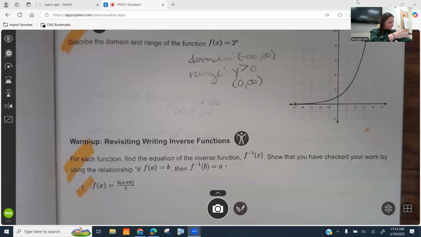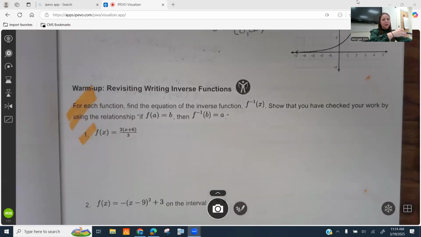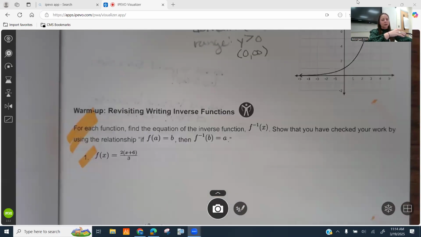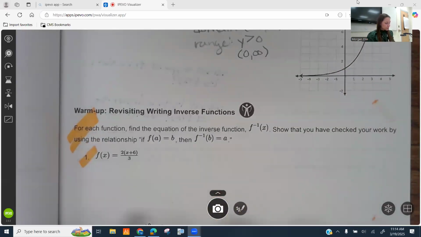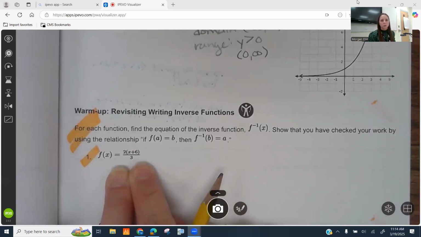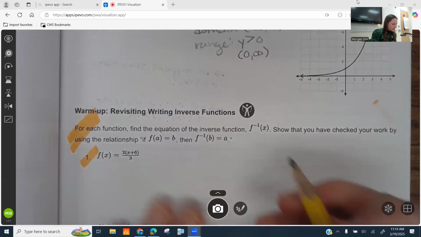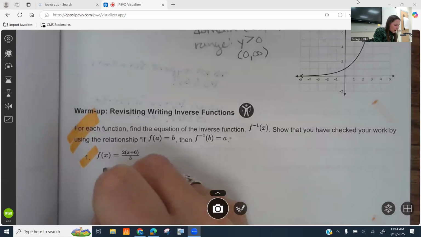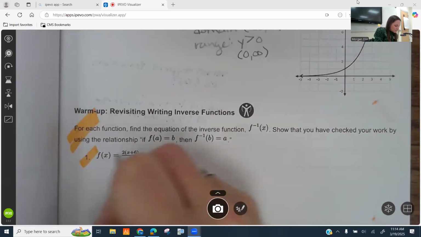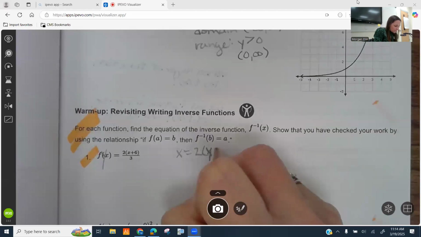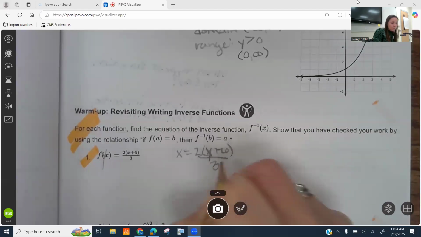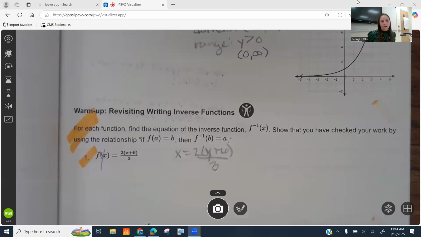Now, let's revisit writing inverse functions. In unit 1, we talked about finding the equation for the inverse. So if I have this right here, what are you supposed to do for the inverse? You're supposed to switch your x and y's. So if that's y right there, x equals 2, y plus 6, and then divide by 3. And then we're supposed to solve for y.